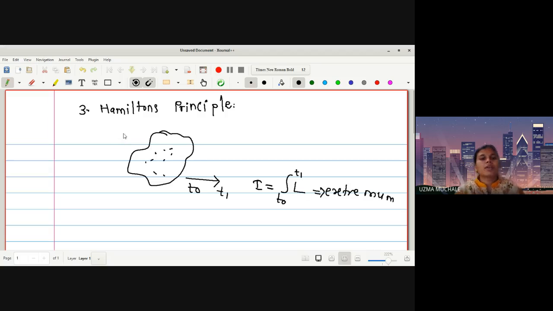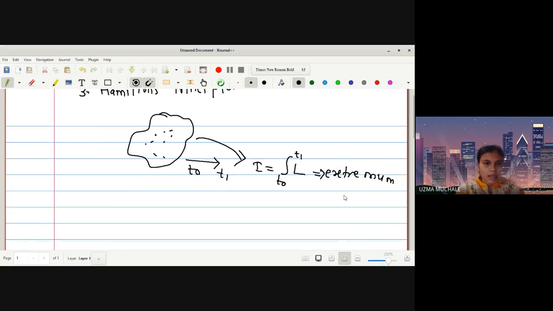What is the statement? A dynamical system of n particles, within the time interval from t0 to t1, will choose a path in such a way that the line integral of the Lagrangian L is extremum. Now, what do you mean by this statement?